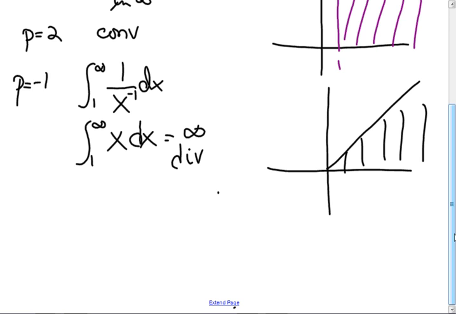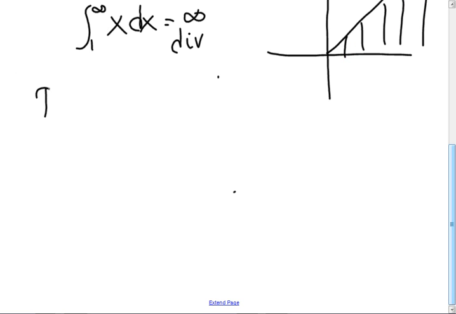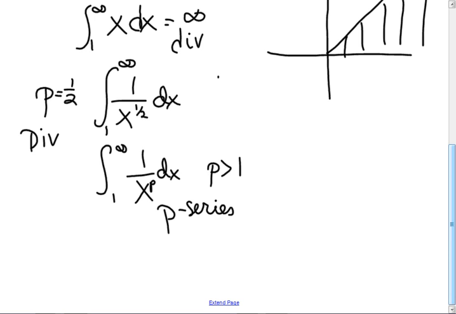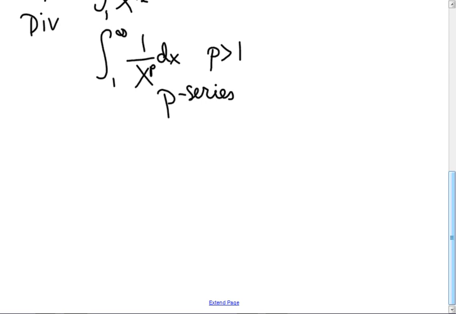If you try p equal to 1/2 and integrate 1 over x to the 1/2, I'll let you work that out to show you that that diverges. So this one converges for p greater than 1. It's called the p series, and we will use this as another one of our convergence tests.